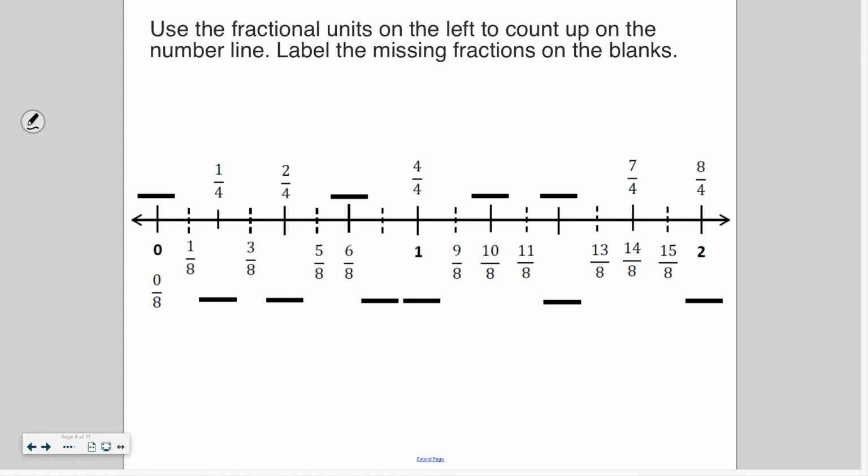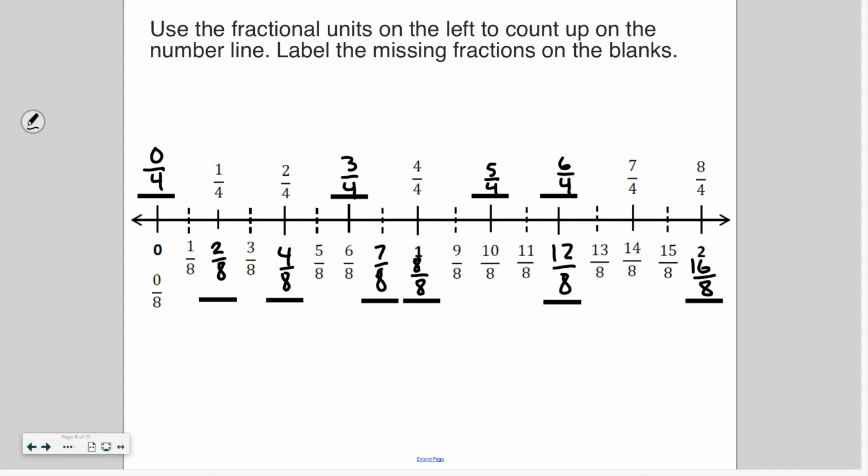I see this is 0 eighths, and the same is going to be true for fourths. 0 fourths, 1 fourth, 2 fourths, 3 fourths, 4 fourths, 5 fourths, 6 fourths, 7 fourths, and 8 fourths. So let's look at the eighths now. I have 0 eighths, 1 eighth, 2 eighths, 3 eighths, 4 eighths, 5 eighths, 6 eighths, 7 eighths, 8 eighths, 9 eighths, 10 eighths, 11 eighths, 12 eighths, 13 eighths, 14 eighths, 15 eighths, and 16 eighths.